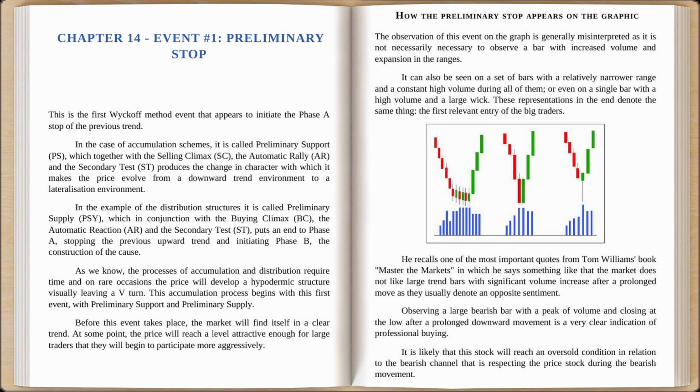Observing a large bearish bar with a peak of volume and closing at the low after a prolonged downward movement is a very clear indication of professional buying. It is likely that this stock will reach an oversold condition in relation to the bearish channel that is respecting the price of the stock during the bearish movement.